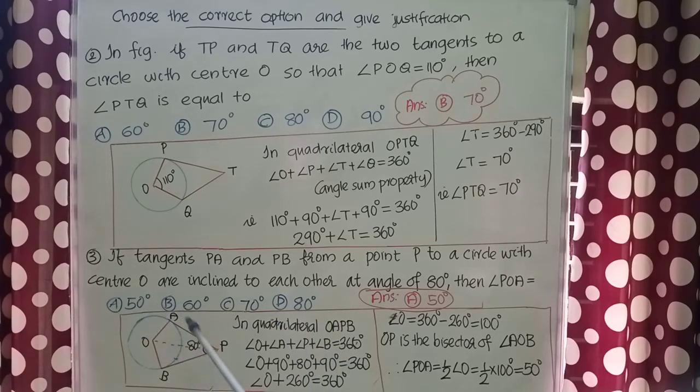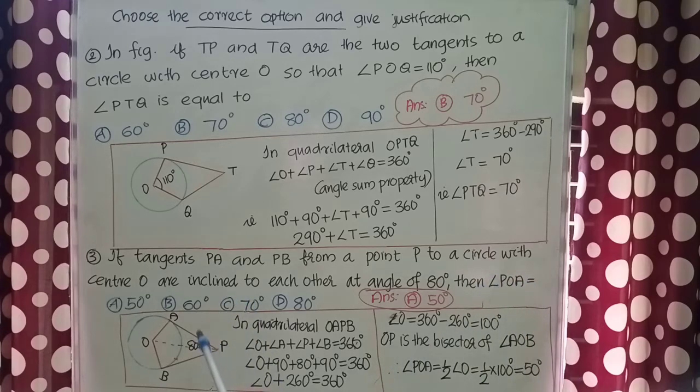So here is drawn a circle with the center O. P is the external point. PA and PB are the tangents. It is given in the question the tangents are inclined to each other at angle of 80 degree. So here this angle is 80 degree. We need to find out angle POA.